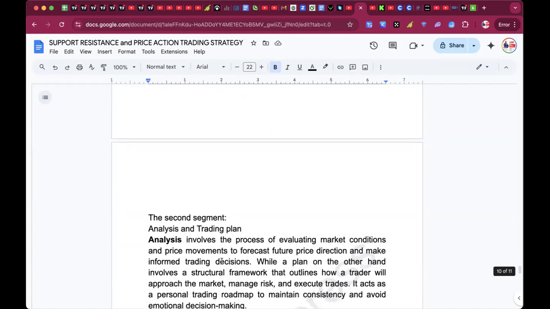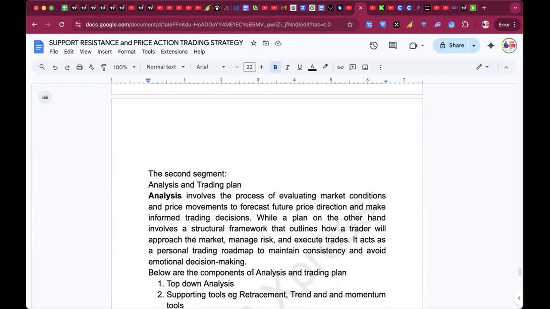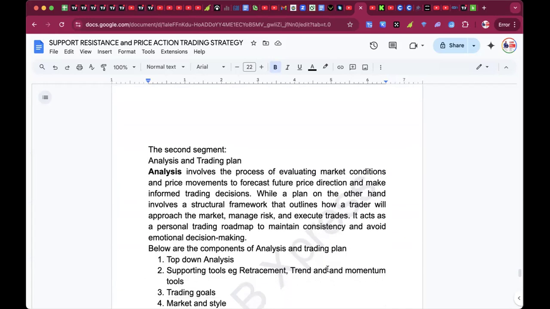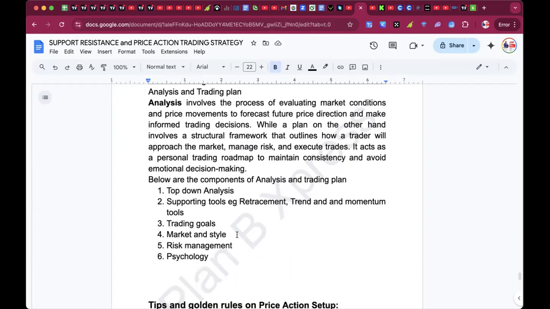Then we now go to the aspect of analysis. Analysis involves the process of evaluating market conditions and price movements to forecast future price directions and make informed trading decisions. A plan, on the other hand, involves a structural framework that outlines how a trader will approach the market, manage risk, and execute trades. It acts as a personal trading roadmap to maintain consistency and avoid emotional decision making. So below are the components of analysis and trade plan.